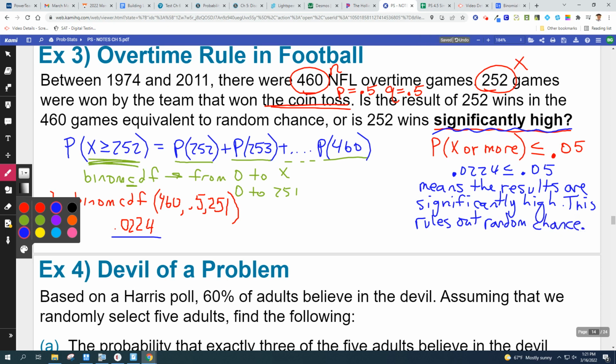Remember how we won 252 games? We can conclude that the team that wins the toss has a greater chance of winning. These numbers are significantly high, implying that there is some sort of relationship. Winning the coin toss is advantageous.